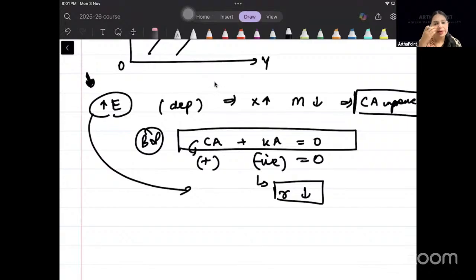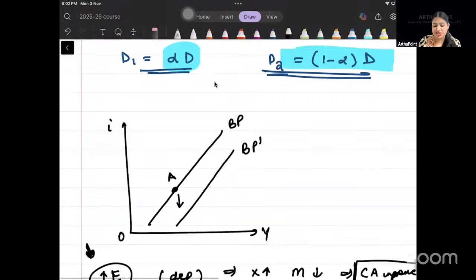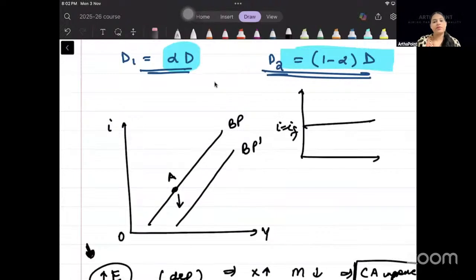The horizontal BP cannot shift because you have fixed the exchange rate, so the interest rate I is always equal to IF. Correct. That's right. Then it can never shift.